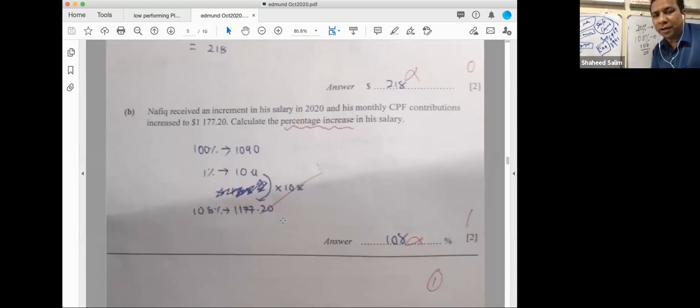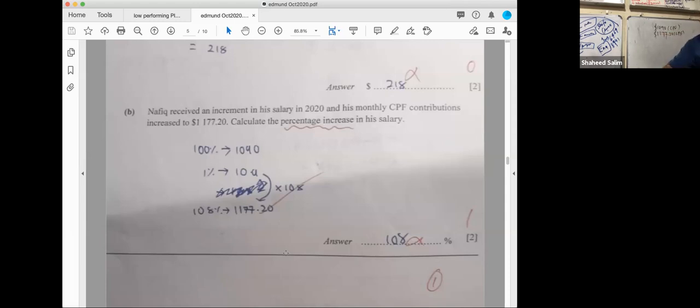So he received an increment on his monthly salary. So you find out what his salary increase is. First of all, they tell you there is an increase. Last time his CPF was 1090. Now his CPF increased to 1177.2. This is the new CPF.